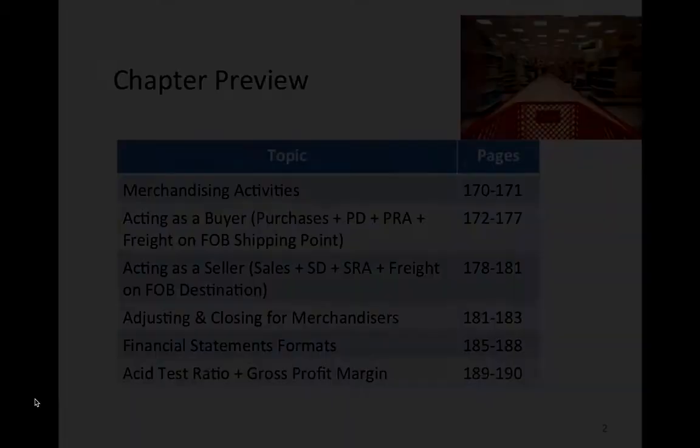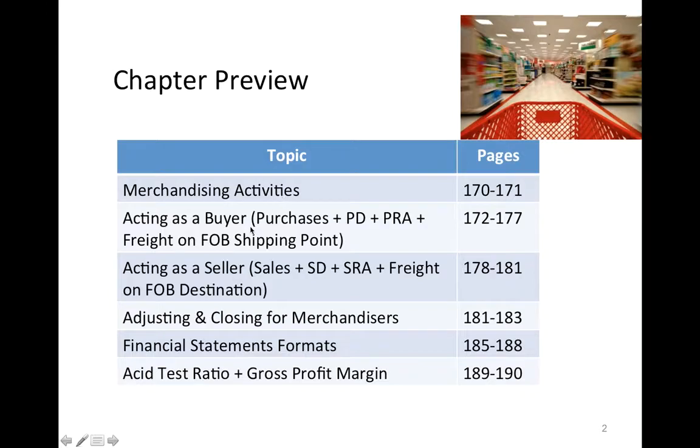So let's go through the chapter. Right here, merchandising activities. And again, I will talk first about acting as a buyer. We have to buy merchandise. We assume as a merchandiser we do not manufacture it, so we have to buy it from manufacturers or wholesalers, distributors. And so we will have these concepts of purchasing merchandise, purchase discounts, and purchase returns and allowances. This is us getting a discount, or returning damaged merchandise. And we also will talk about freight on FOB shipping point.